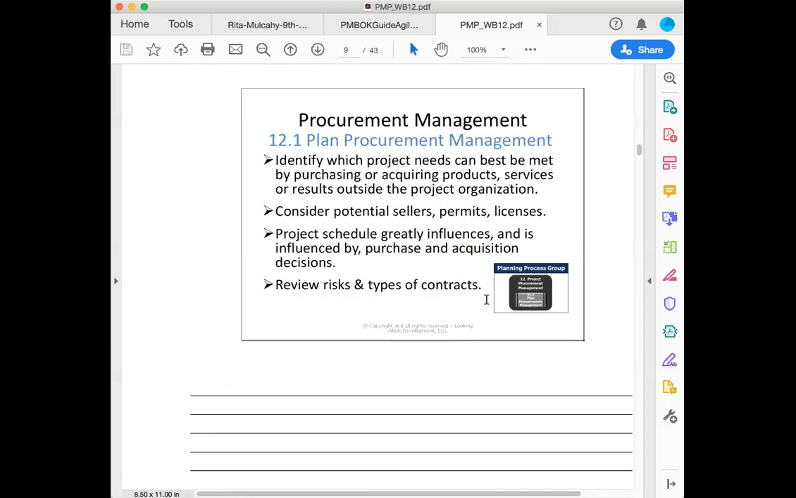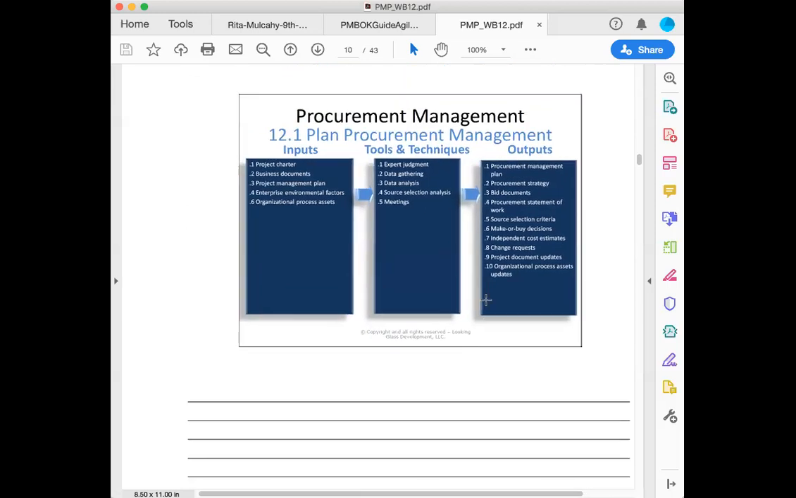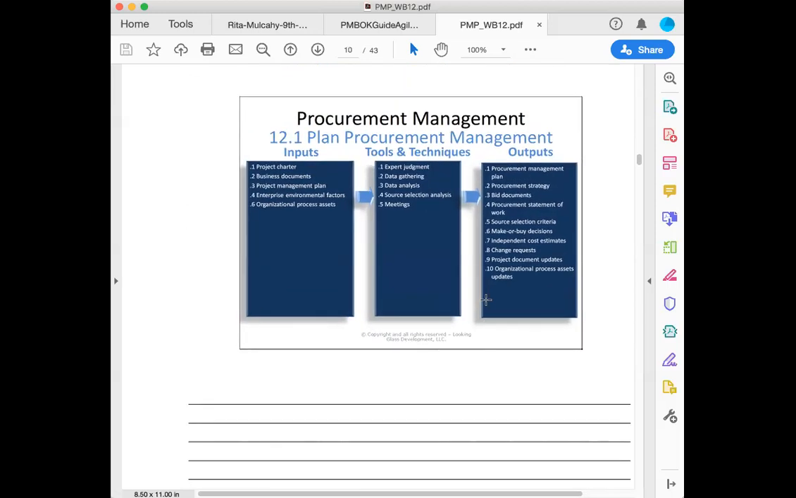Point of total assumption. Okay, so that brings us into plan procurement management, right? So we have our inputs, tools and techniques, and outputs. Inputs here would be the project charter, the business documents, project management plan, enterprise environmental factors, organizational process assets. We understand why the project charter and business documents are needed, just so we understand what we're buying and why we need to buy it.